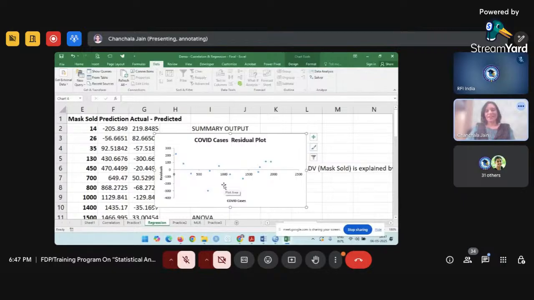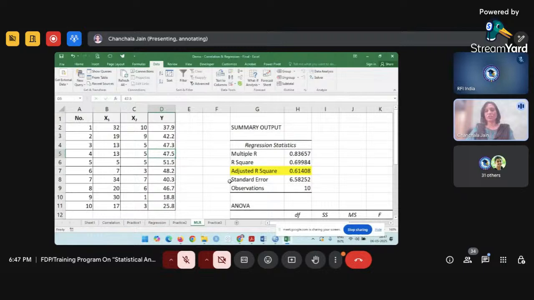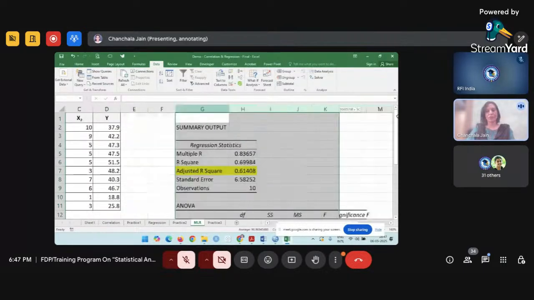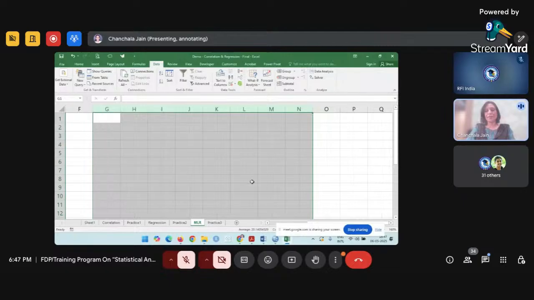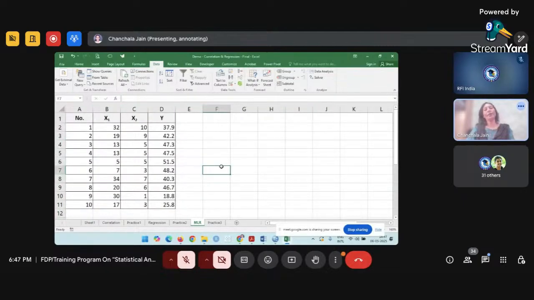Okay, ma'am. Now next is the multiple linear regression. So open the last sheet. The next sheet is for practice purposes; you can use it for your own practice. Now open the last sheet, which is the multiple linear regression. Open.